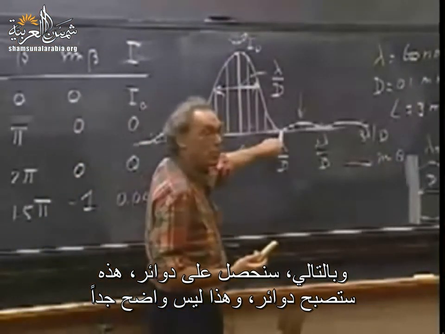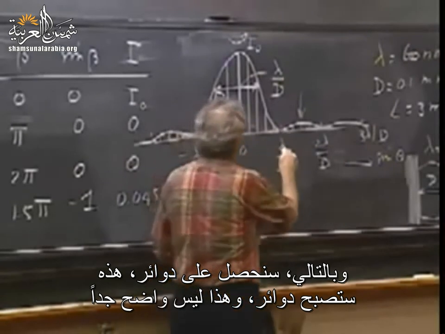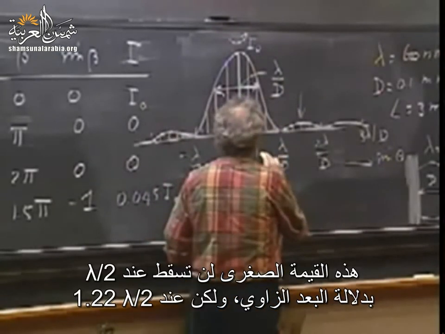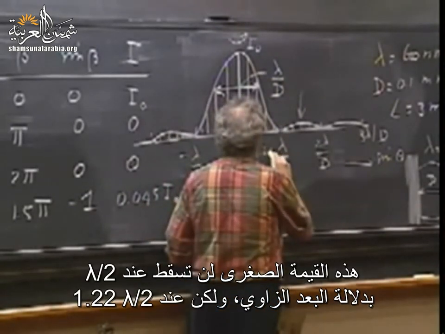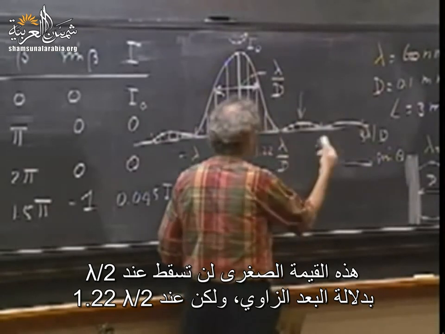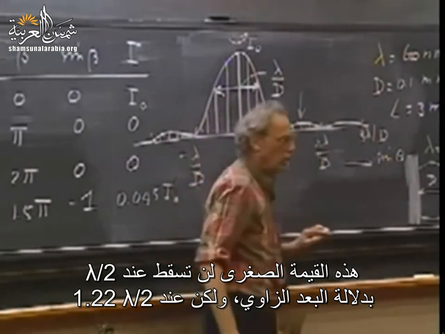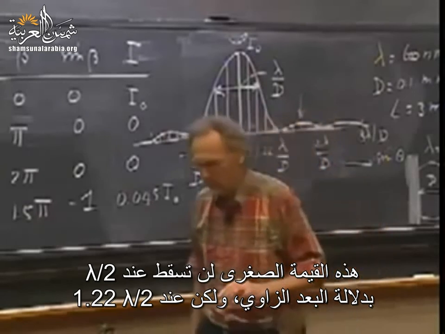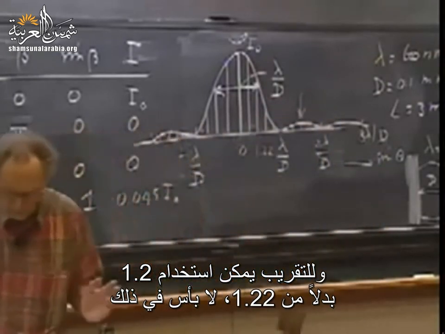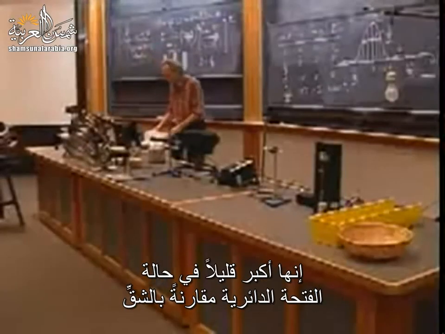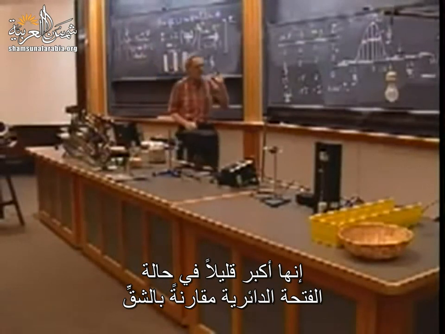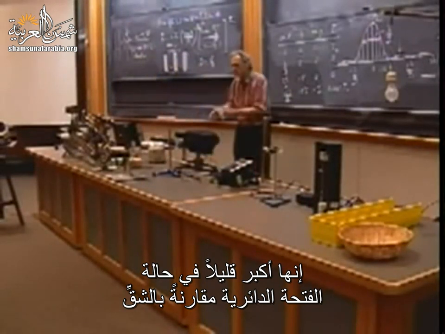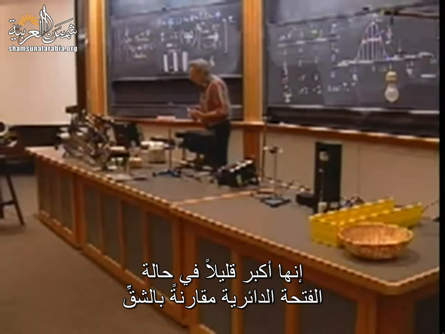These things become circles. And then, which is not so obvious, this minimum doesn't fall at lambda over 2 in terms of angular dimension, but at 1.22 times lambda over 2. And if you want to use 1.2 as an approximation, that is fine enough. So it's a little larger for a circular opening than it is for a slit.